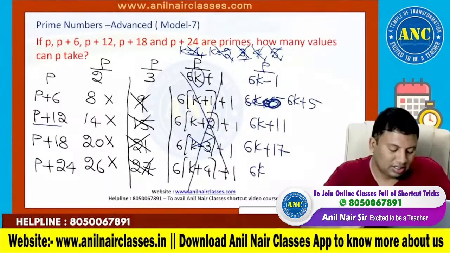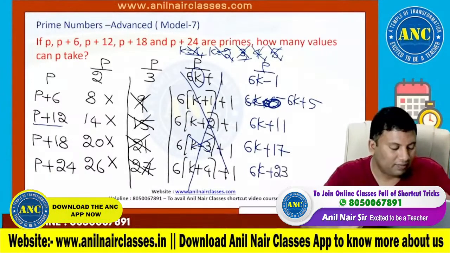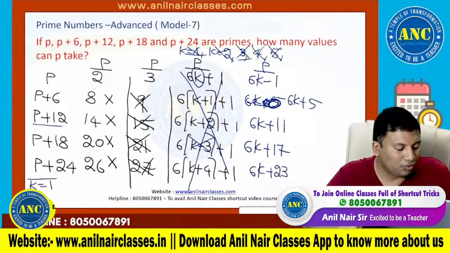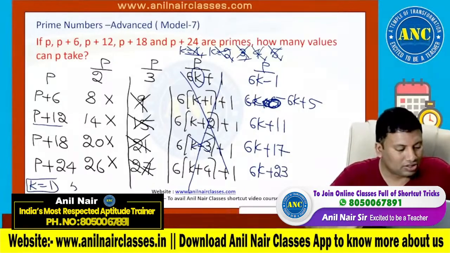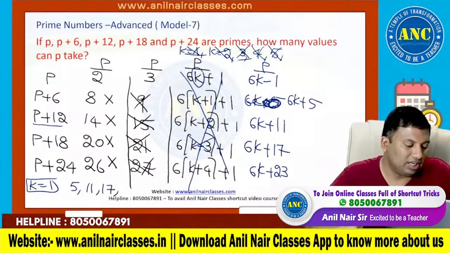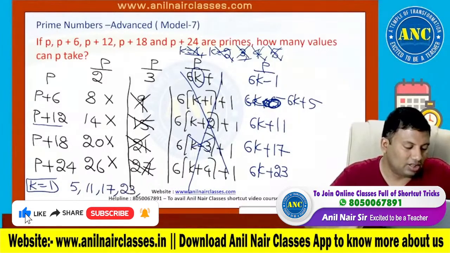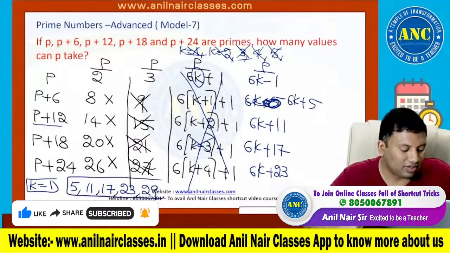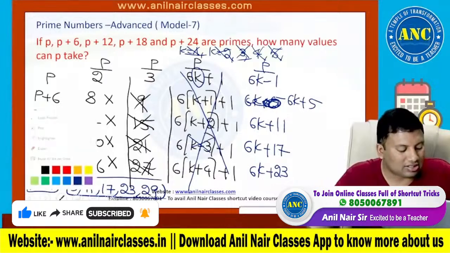Now the other form is 6k minus 1. If I put k equal to 1, 6 into 1 minus 1 is 5. 5 plus 6 is 11, 5 plus 12 is 17, 5 plus 18 is 23, 5 plus 24 is 29. So 5, 11, 17, 23, 29. All are satisfying.